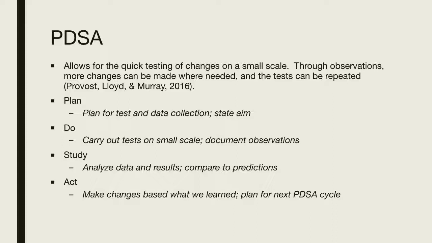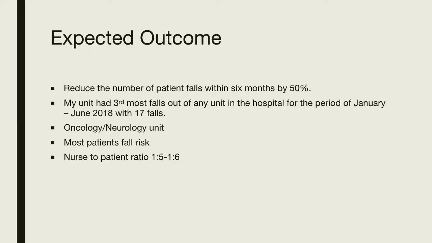The cycle will start with a small group of nurses who are willing to participate on my unit, and as modifications are made to improve the plan, the group size will increase to unit-wide. This will hopefully extend to other units in the hospital and eventually become hospital-wide. The expected outcome for this project is to reduce the number of patient falls by 50% within 6 months.